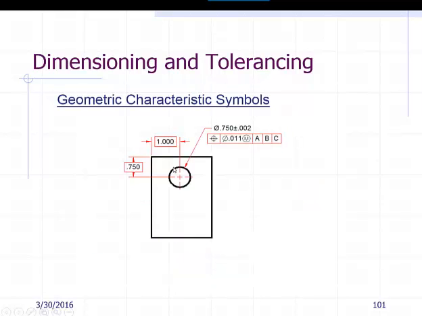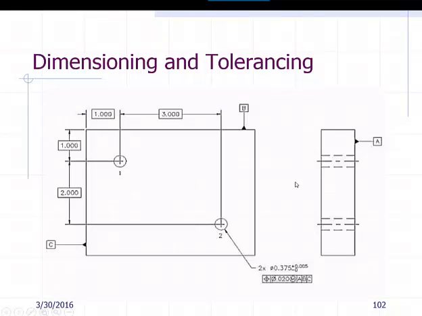So a few more examples, just one hole called out. Again, here's the tolerance, the size of the circular control frame, and then we've got it relative to 3 datums in this particular case, and again, basic dimensions.